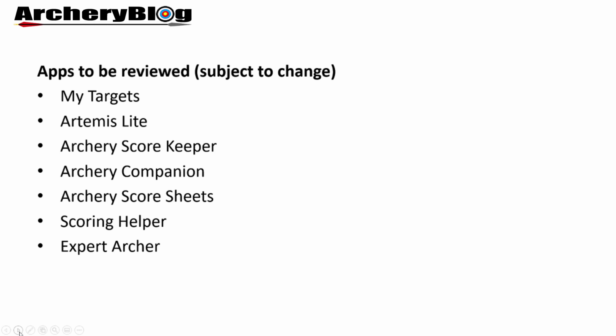So these are the six that I went onto the Google Play Store and found first. A couple of these are more well known than others. Obviously this list is subject to change if you think that I should be looking at some others that are probably more popular. My Targets is the first one I'm going to look at. And then Artemis Lite, which I know a lot of people use. And thirdly, Archery Scorekeeper, then Archery Companion, Archery Score Sheets, Scoring Helper, and then Expert Archer.